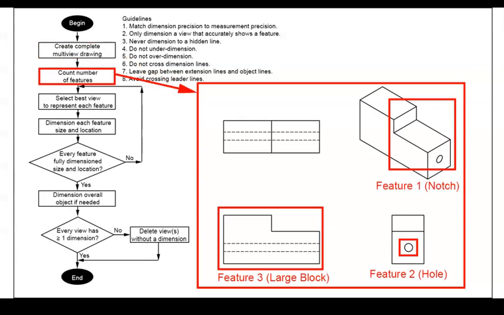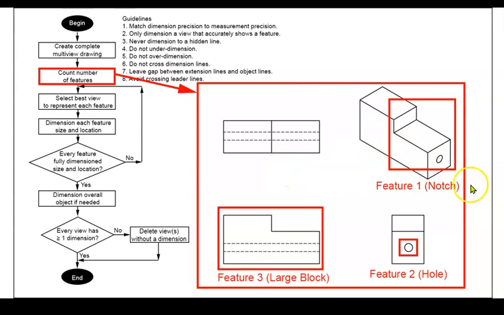The second step is to look at our model and figure out what our features are. So here we have this object that is a rectangular block that has a notch cut out of the top and then a hole punched through it. So let's see, we have a large block, a hole, and a notch. So that's 3 features. And in the diagram here we're calling feature 1 a notch, feature 2 a hole, and feature 3 a large block.